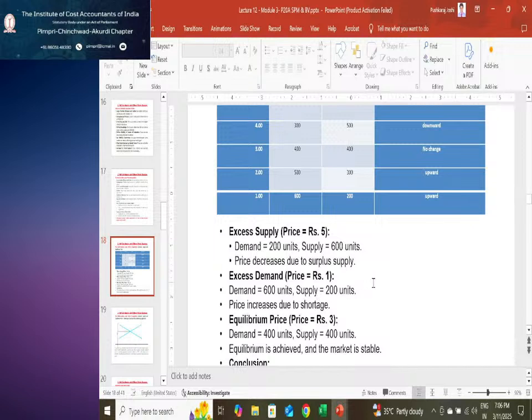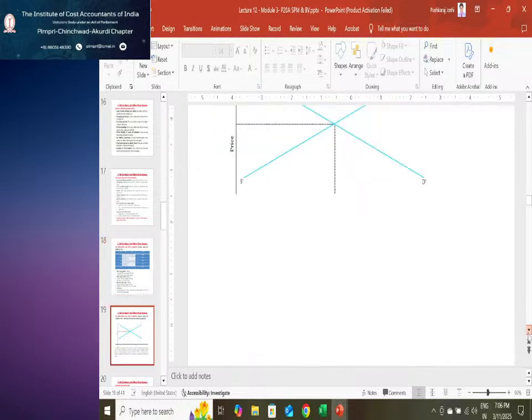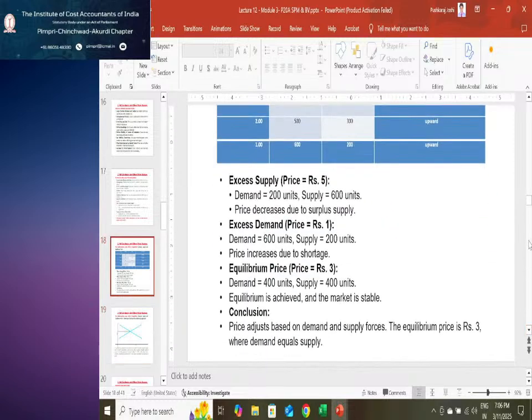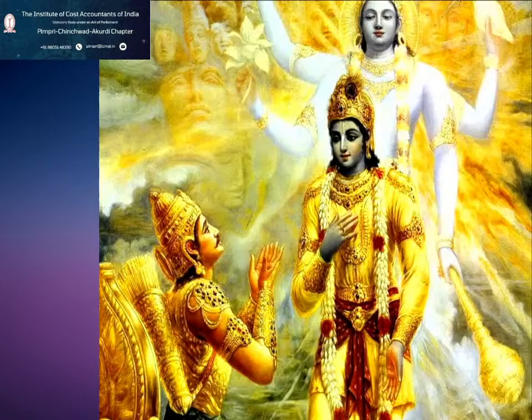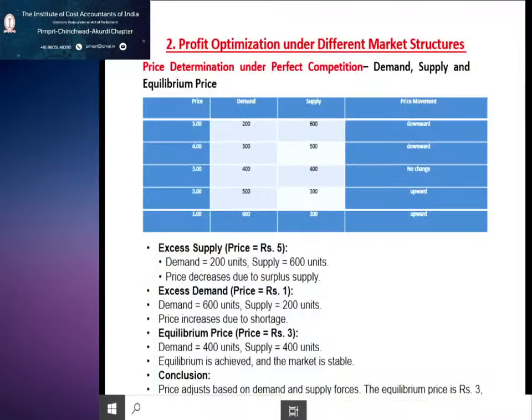The equilibrium price, which is the ideal situation: price is equal to ₹3, demand is 400 units, supply is 400 units. So equilibrium is achieved and the market is stable. As a conclusion, one can conclude that the price adjusts based on the demand and supply forces. The equilibrium price is ₹3, where demand equals supply. So this is how the price determination happens in perfect competition.